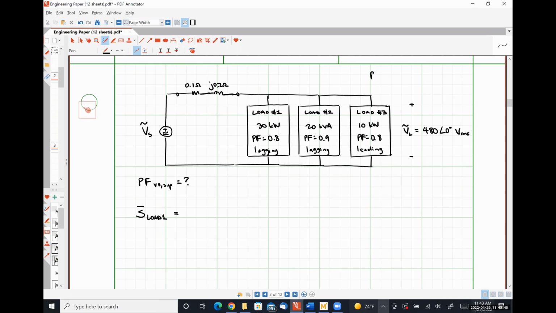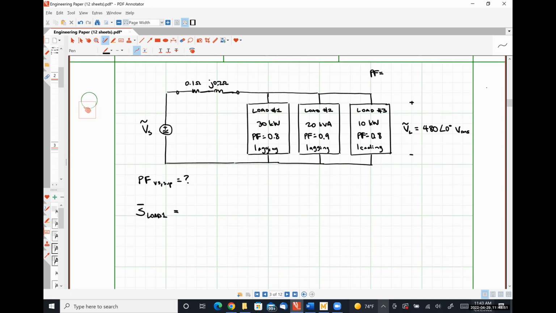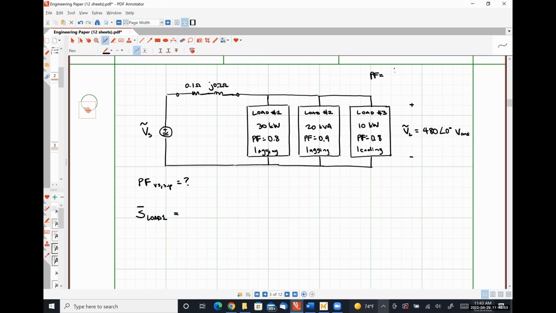Recall, the power factor is defined to be the ratio of average power to apparent power, which is the same thing as the cosine of our power factor angle, right?